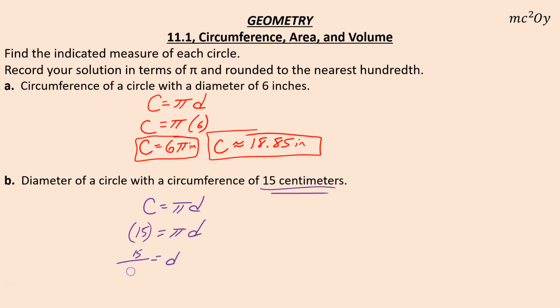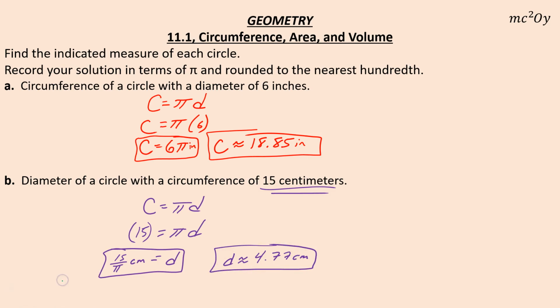Or excuse me, 15 over pi, not d. So that's my answer in terms of pi. And once again, that's centimeters this time. So really, I guess I should write that there: 15 over pi centimeters. That's my answer in terms of pi. And then if I were to round that, d is approximately, well, 15 divided by 3 is about 5. And in fact, 15 divided by pi is 4.77 centimeters, rounded to the nearest hundredth.